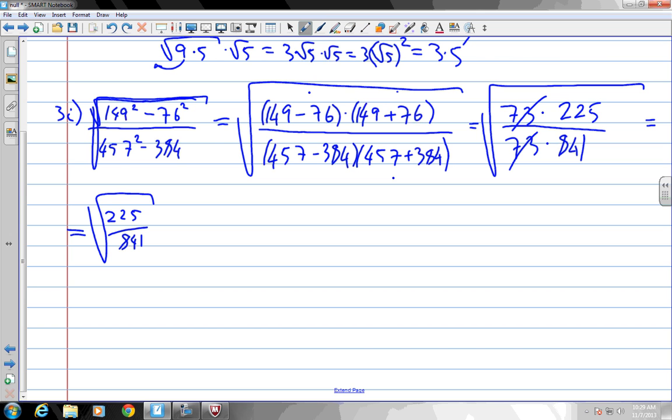Right? So square root of 225, I believe, is 15. We can do that. And the square root of 841 is probably 29. Is that right? Yes? So that's it. Is that okay?